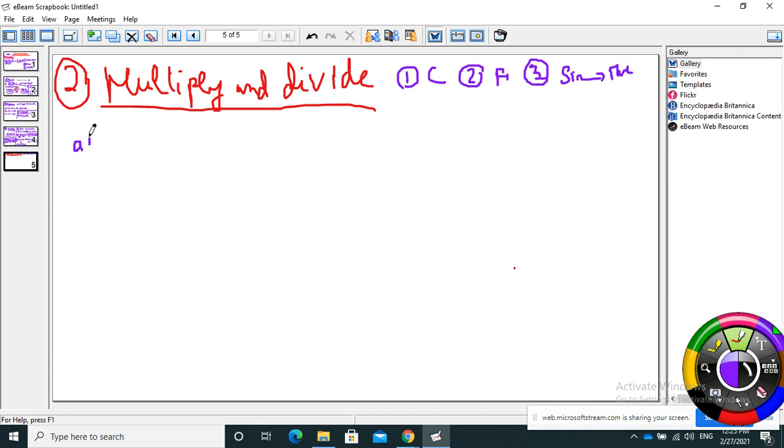I'm going to do a multiplication. I'll give you an example. One example for this one, an example for the other one. I'm going to give it a little bit hard.